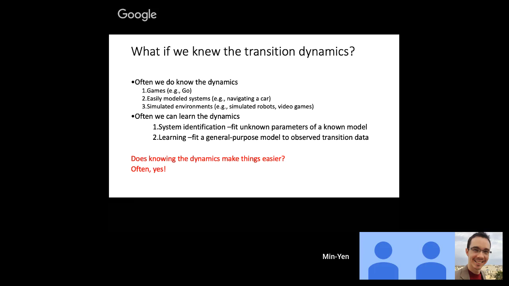Oftentimes we really do know the transition probability in the case of games, simulated environments, or we can model, for example, a car, since that's physics, so we can just model it. We can also learn the transition probability in this sense, because you can just treat it as a parameter and fit it. So if you know the transition probabilities, it makes things a lot easier, because we can just treat it as an optimization problem. So it's okay, right?